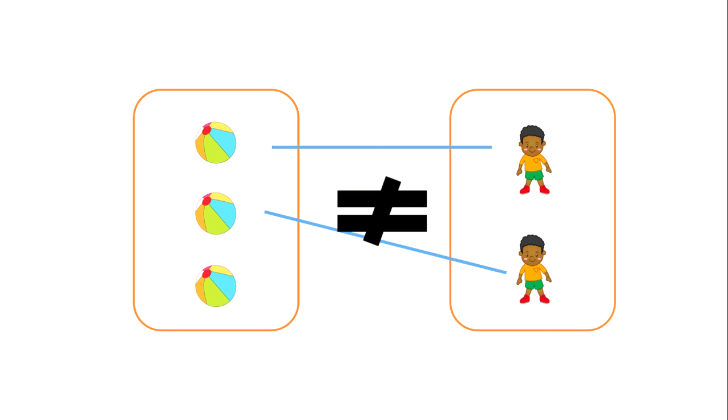Now let's look at our final set. Let's see. We have a set of balls and we have a set of boys. Alright, so let's match each boy to a ball or each ball to a boy. So we have 1 ball, 1 boy, that matches. 1 ball, 1 boy, that matches. But did we match all the items in each set? No, there is 1 ball remaining. So that means the ball set has 1 more ball than this set of boys. So this set is not equal. They do not have the same number of objects. The ball set has 1 more ball than the boy set.